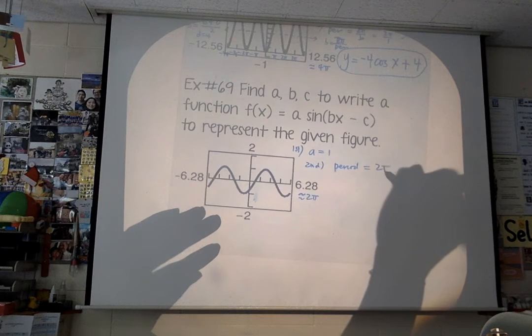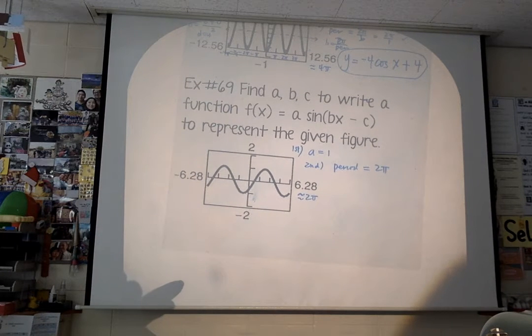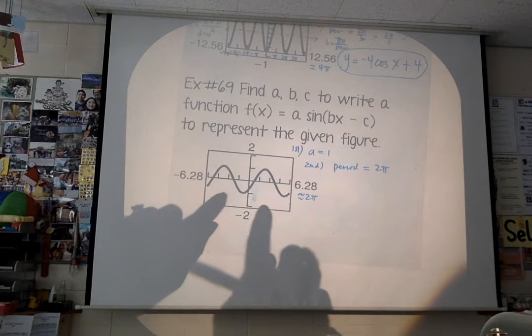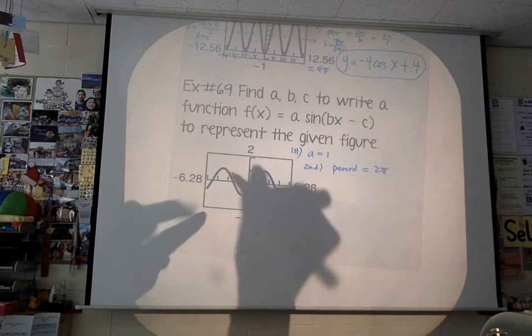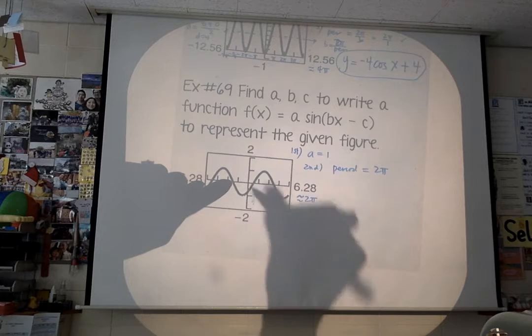Are you sure? Let's check, okay? Period is 2 pi. So let's go from, I don't know, 0 to 0.